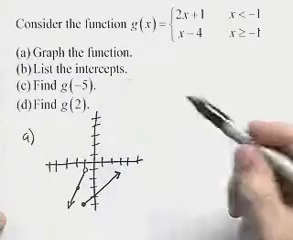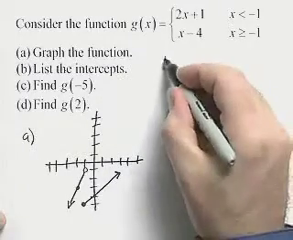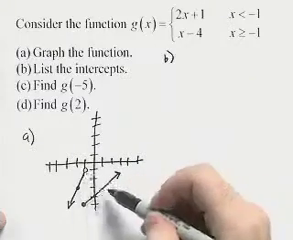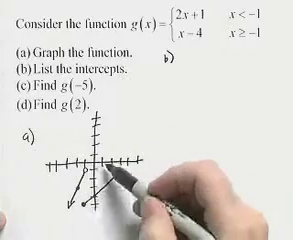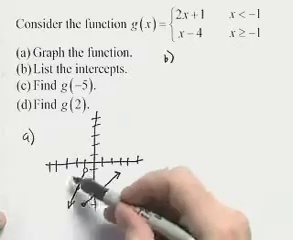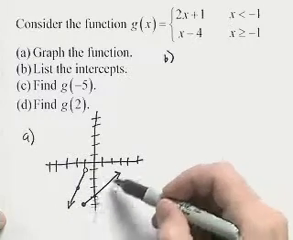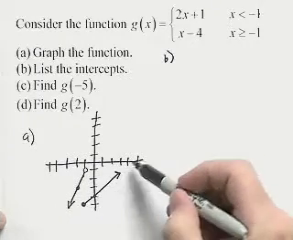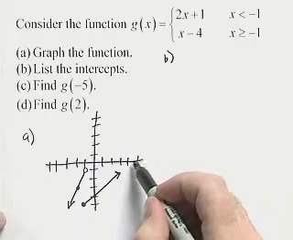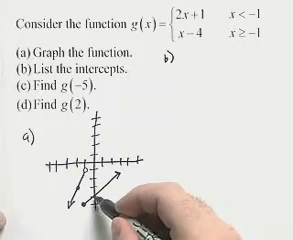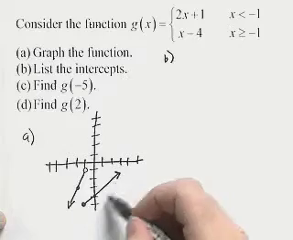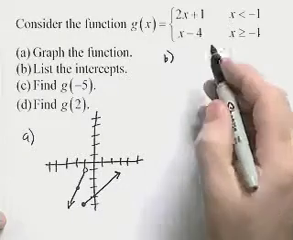Move on to part B. Part B says to list the intercepts of the graph. If we look at our graph in our two pieces, we see that this piece never hits the x-axis or the y-axis, so we'll get no intercepts from this piece. But this second piece does hit the x-axis and the y-axis. It'll eventually hit the x-axis up here somewhere, and we've already seen where it crosses the y-axis. So we need to work with this second piece. That's the x minus 4.